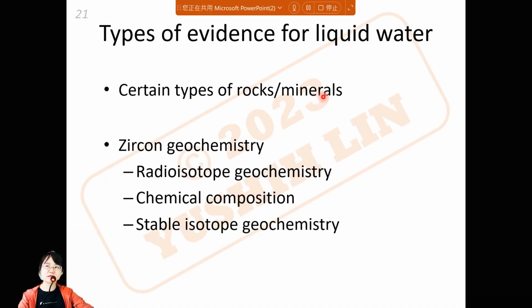These would only tell us that there is water, but we need some dating technique in order to know what was the earliest time that there was water. For that, we need to do radioactive dating. And here, I would use the chance to introduce a very specific dating technique that involves zircon geochemistry. So we will talk about its radioisotope geochemistry, its chemical composition, and its stable isotope geochemistry. We will show you why zircon is widely used in geoscience and how it helped to prove the presence of liquid water in Earth's early history.